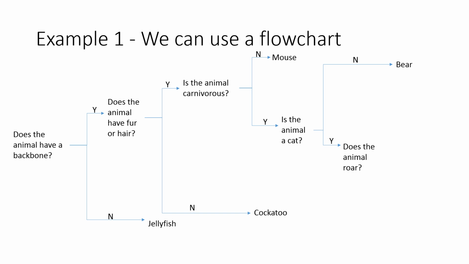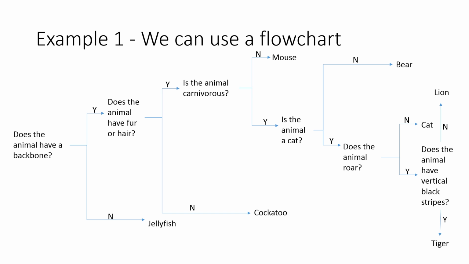Of the remaining cats, we ask ourselves, does it roar? The one that can't roar is a house cat. The ones that can roar, we need to ask one more question. We ask a question like, does the animal have vertical black stripes? If the answer is no, the animal is a lion. And if the answer is yes, the animal is a tiger.